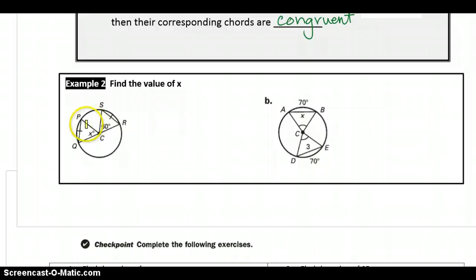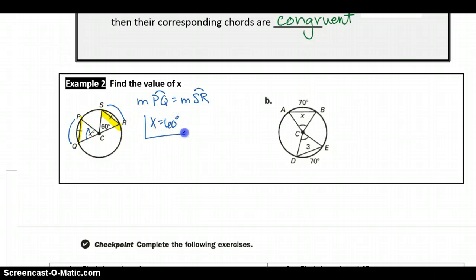So, in example 2, we have to find the value of x. We can see that the chord from P to Q and the chord from S to R are congruent, which makes these two arcs also congruent. And again, when we're finding the measure of arc PQ, that means the angle that is inside the circle. So, if the measure of PQ has to equal the measure of SR, then we know that x has to equal 60 degrees.